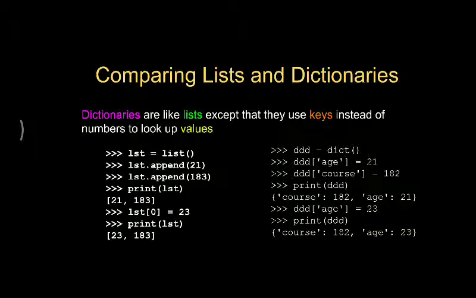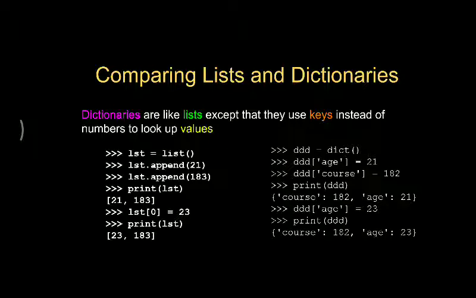lst equal to list() will create an empty list. ddd equal to dict() will create an empty dictionary. lst.append(21), the first element is added in the list. lst.append(183), the second element. Print lst, it will print 21 and 183. lst[0] equal to 23, print lst, once again it will print 23, 183. So we have modified the first element in the list.